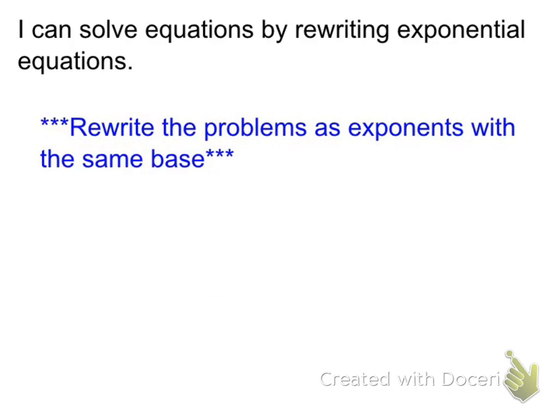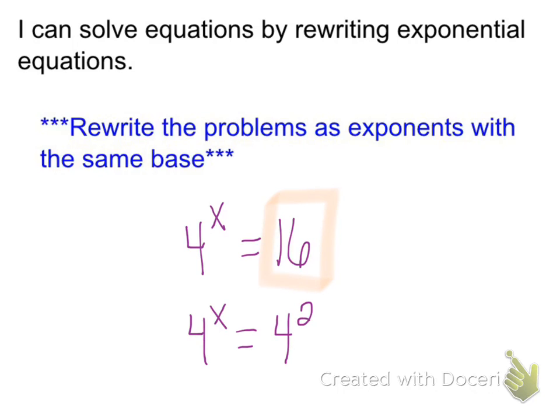Let's look at another complicated equation. Another form of complicated equations are ones that are exponential. An example of this is to simply rewrite the problem as exponents with the same base. Let me tell you what I'm talking about. Let's say I have 4 to the x power equals 16. Well, what I can do is take 16 and rewrite it so it has the same base. 16 is the same thing as 4 squared.